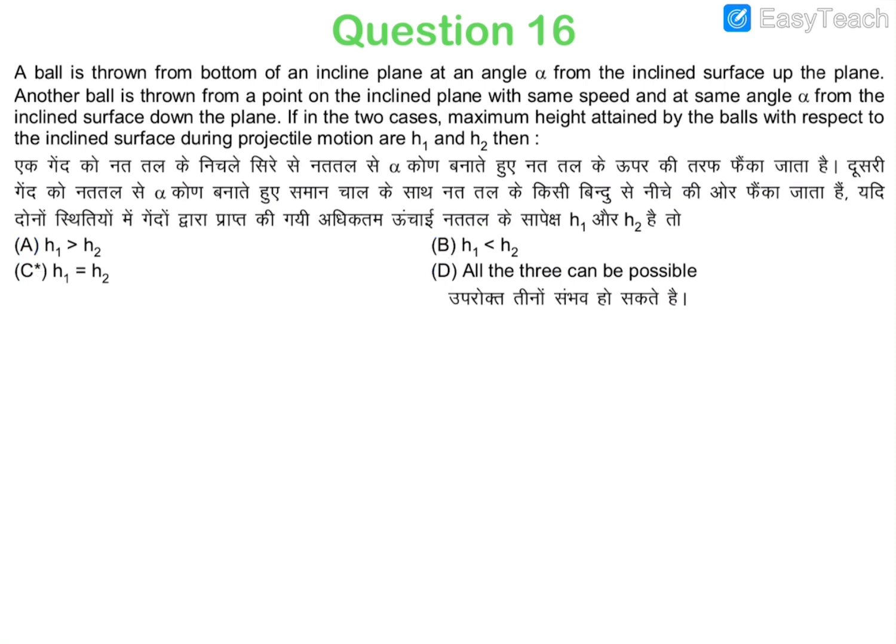In this question you can see that a ball is thrown from the bottom of an inclined plane at an angle alpha from the horizontal up the inclined plane, and another ball is thrown from a point on the inclined plane with the same speed at some angle alpha from the inclined plane surface down the incline. If in these two cases the maximum height attained with respect to the inclined surface is h1 and h2, then what will be the ratio of h1 and h2?